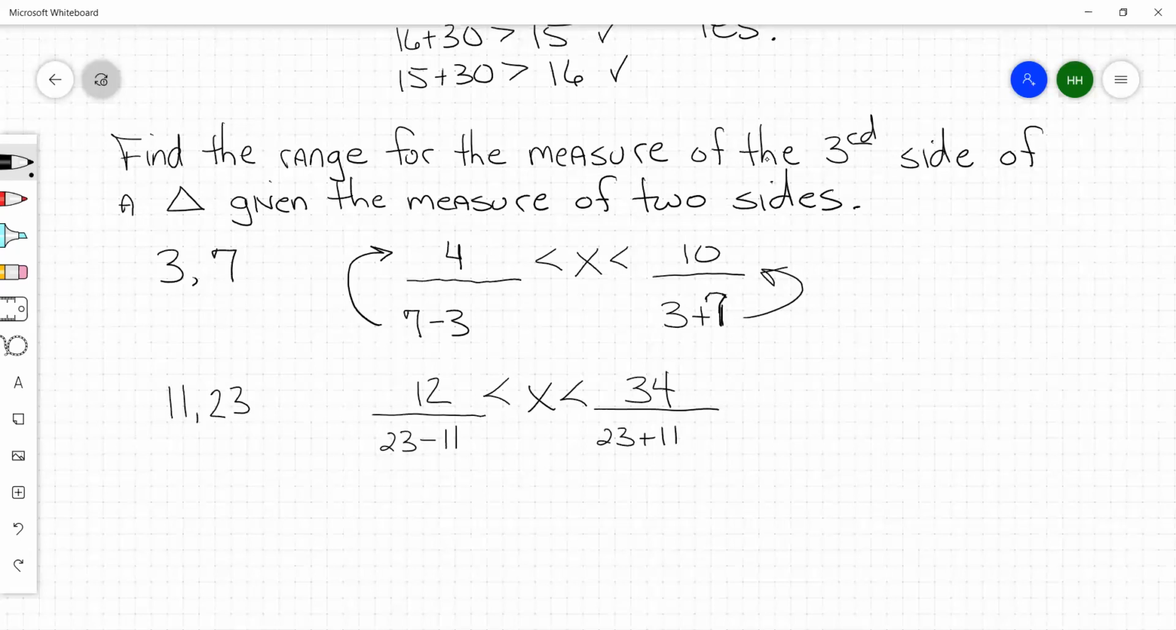Triangle would be offended. Probably need to go get counseling.